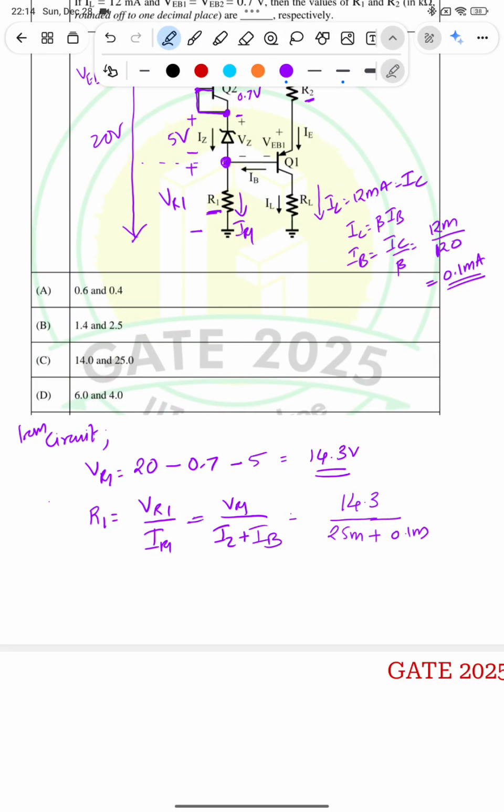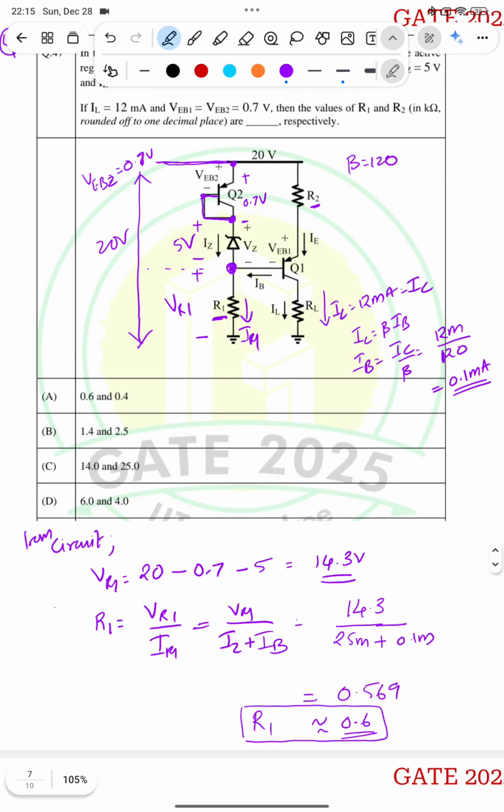So if we solve this, this will be equal to 0.569, or approximately equal to 0.6. So this will be the R1. Okay, so this is R1. Similarly, we need to find the value of R2. R1 we have derived, we need to find R2.